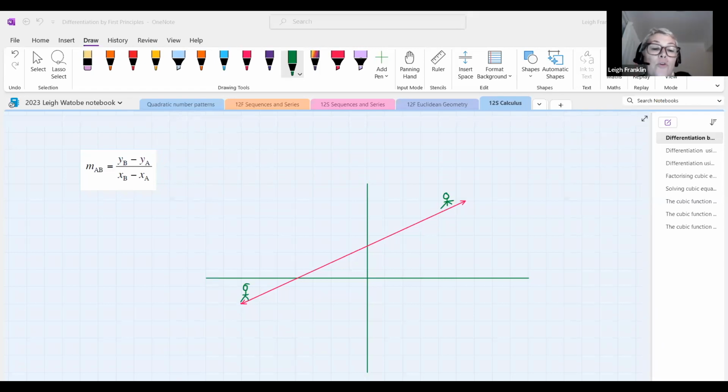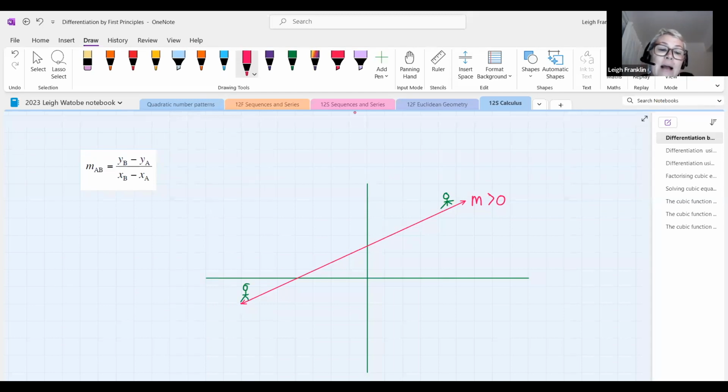So the gradient of this pink line is positive or negative? It's positive. Good. So when I am walking uphill from left to right, your gradient is going to be positive. My symbol for gradient is a lowercase m. Gradient is positive. I'm walking uphill.